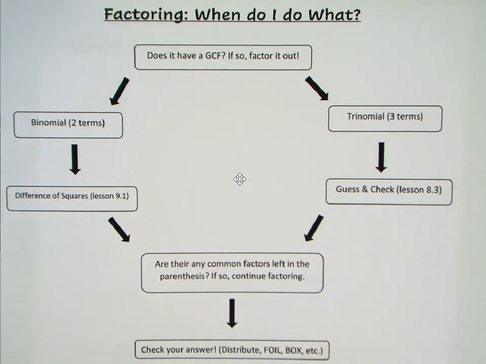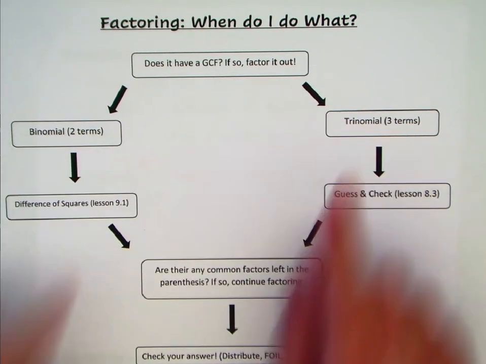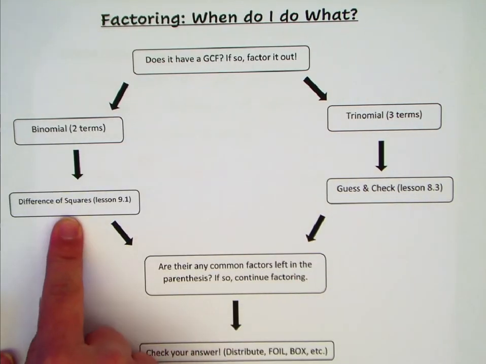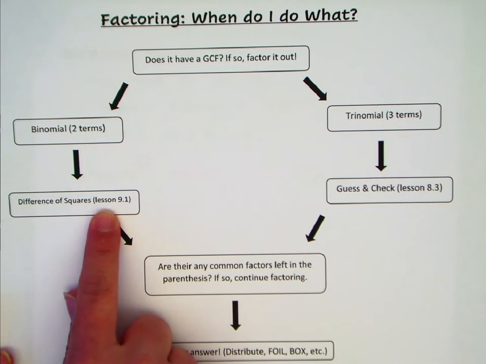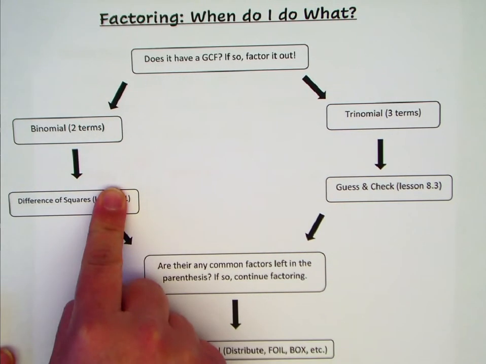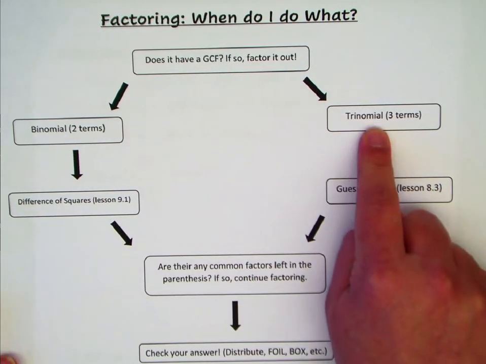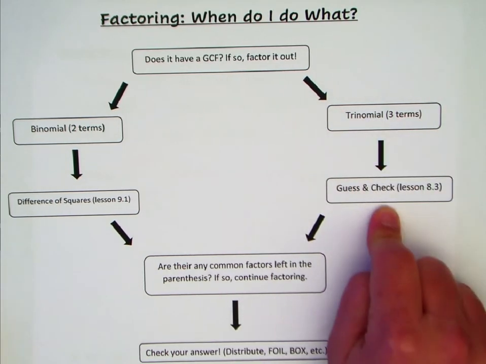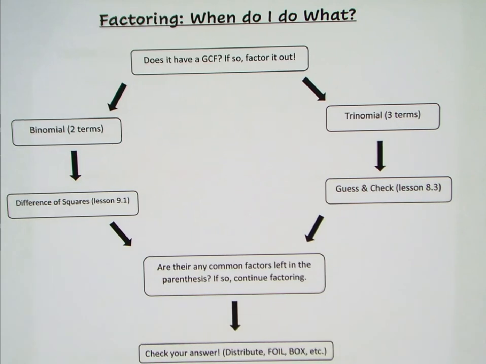And then after that, you have to ask yourself, do you have two terms or do you have three terms? If I have two terms and I've already factored out the GCF, is it a difference of squares? If it is, you might want to look at lesson 9.1 to refresh your memory on how we work with the difference of squares. If you're given three terms, which is called a trinomial, that is guess and check. So it's lesson 8.3. It's also lesson 8.2, but lesson 8.3 was the one that was a little bit more complicated, so that would probably be better to look at.